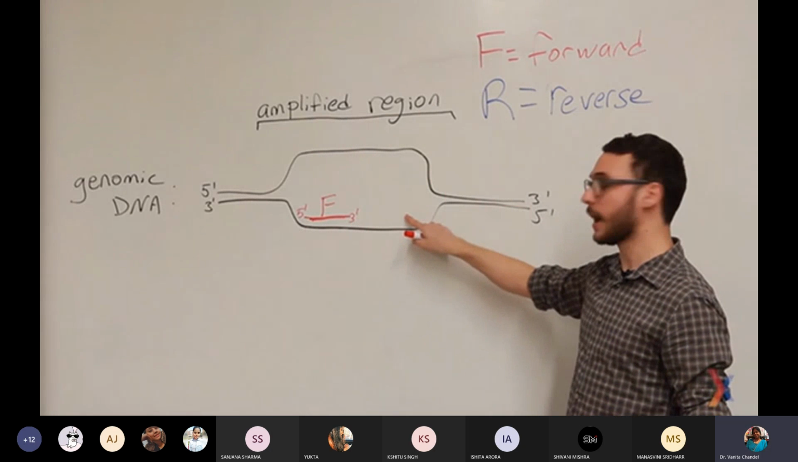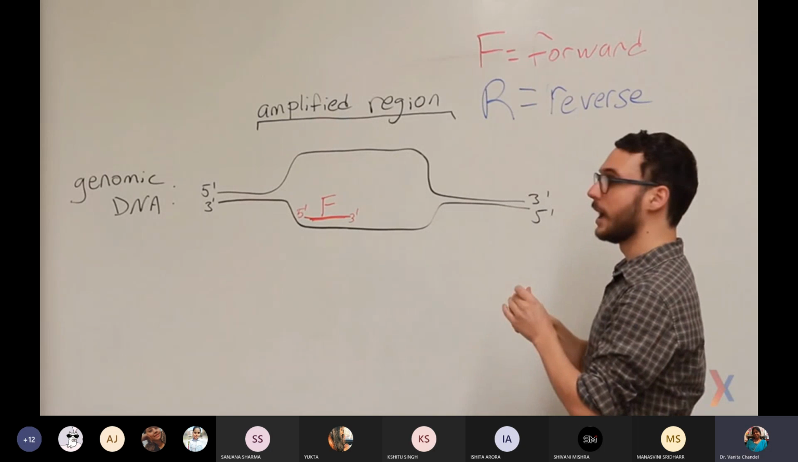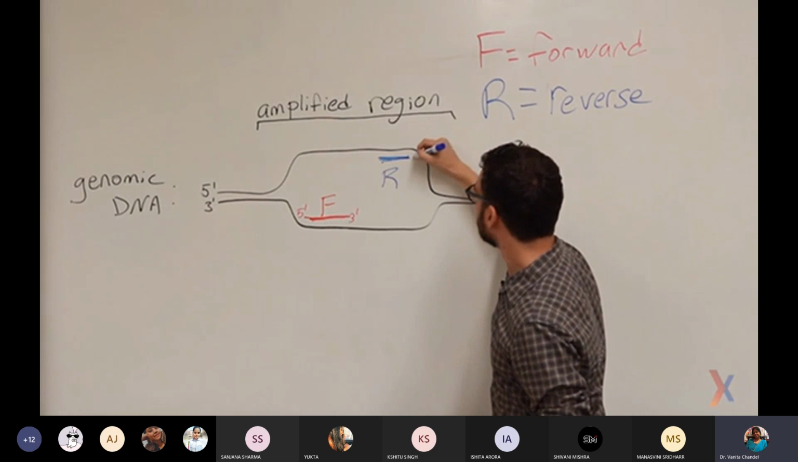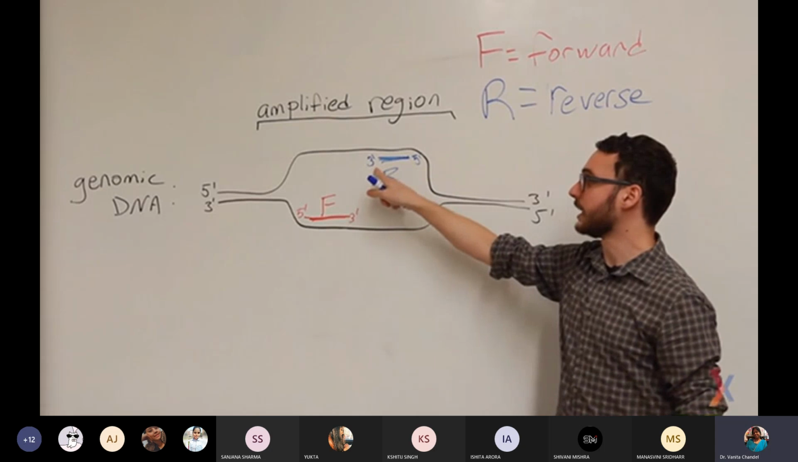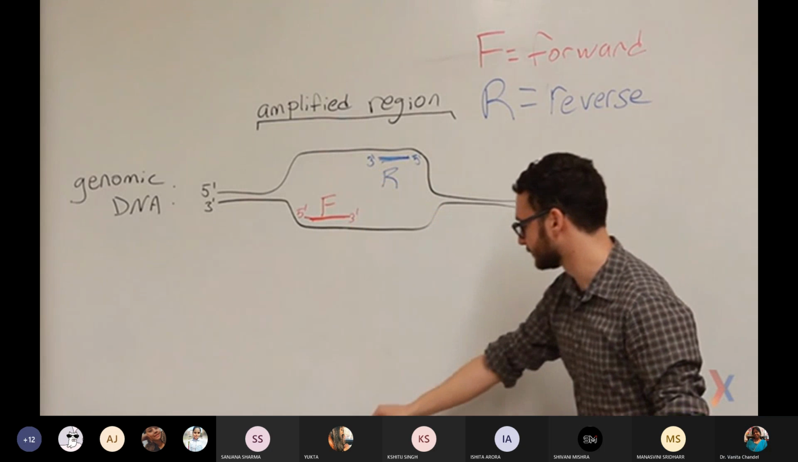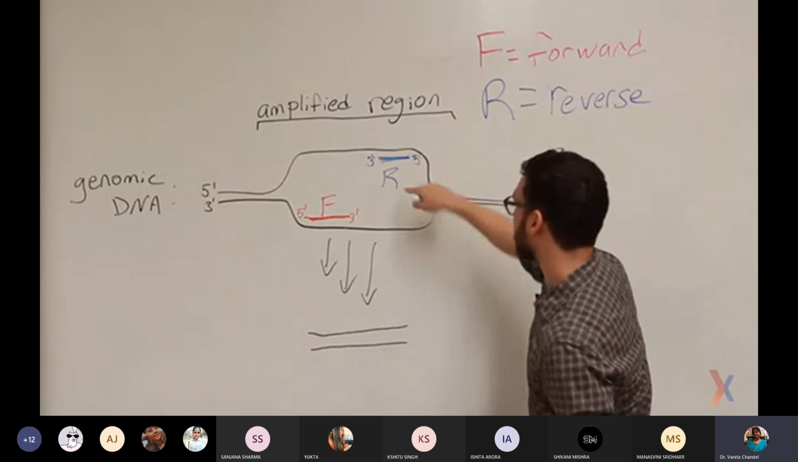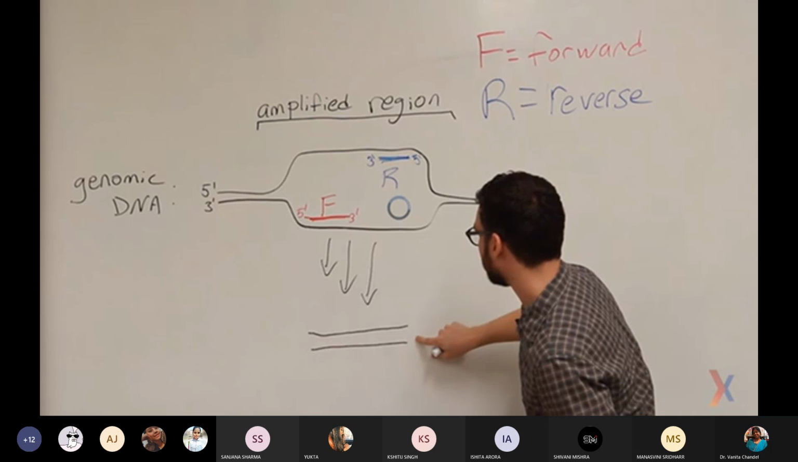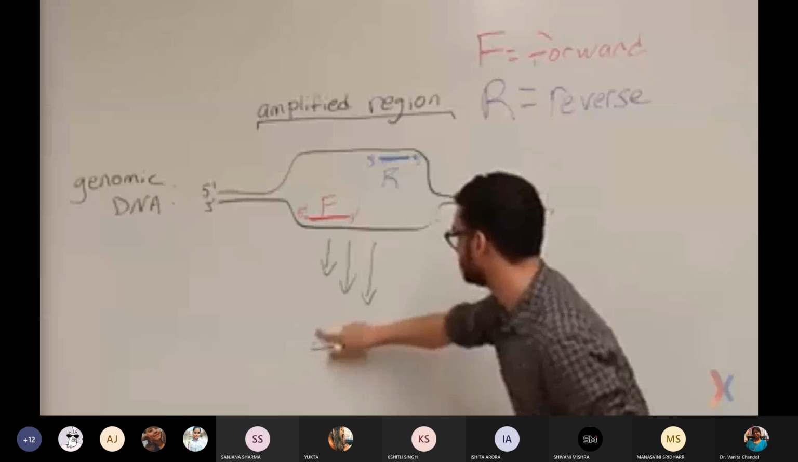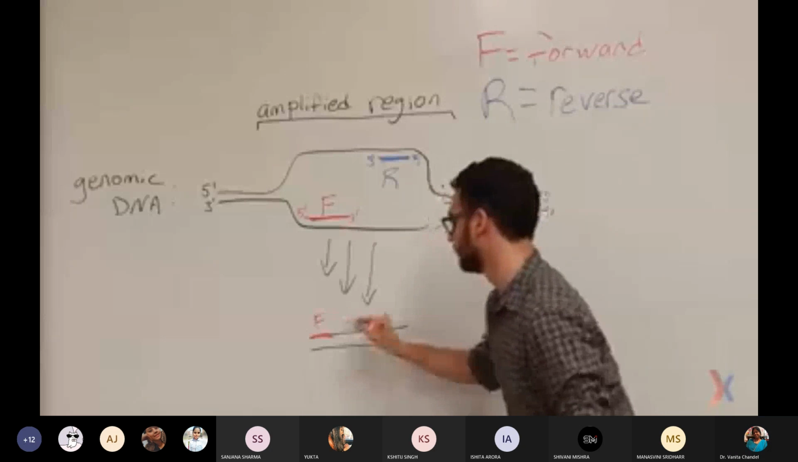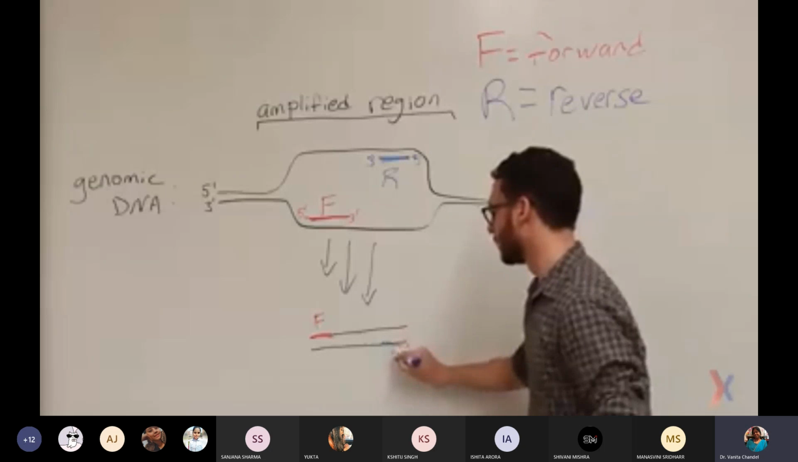and DNA polymerase will amplify in the 3' direction. Then I'll design a reverse primer that anneals here. And again, DNA polymerase will amplify in the 3' direction. After many cycles, the predominant product looks like this. The sequence will exactly match my amplified region. And the sequence here will be identical to my forward primer. And the sequence here will be identical to my reverse primer.